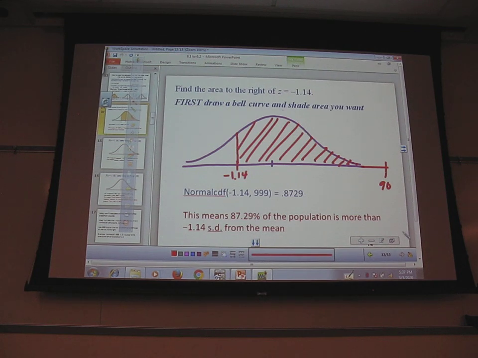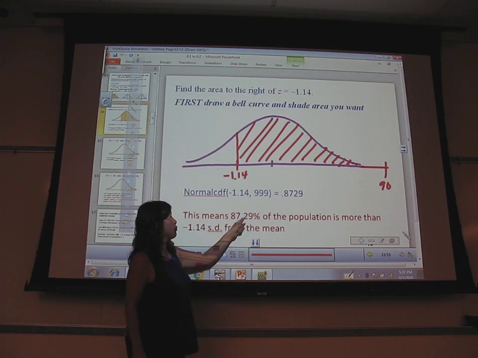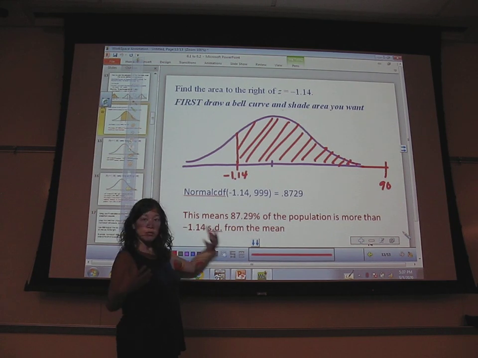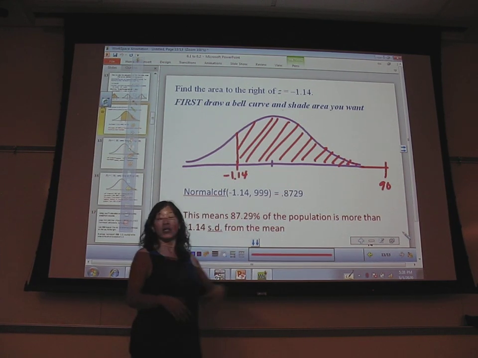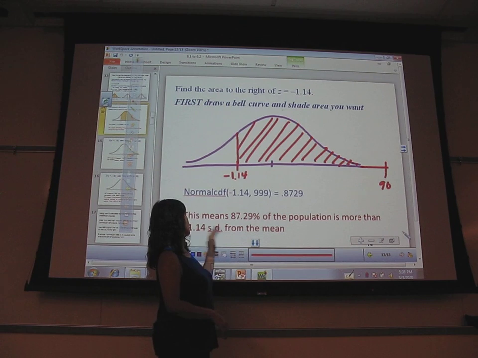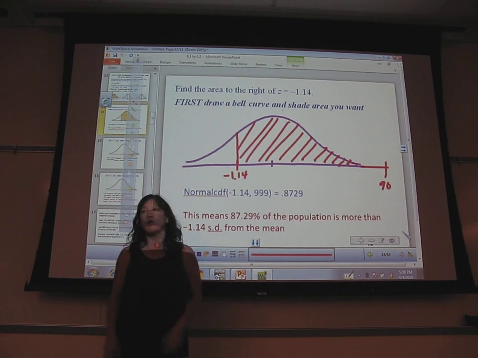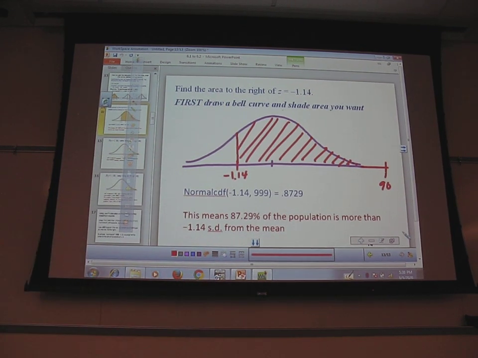That means that 87.29% of the population, because this represents the whole population, has a z-score larger than negative 1.14. In other words, this area here is equal to 87.29% of the population.